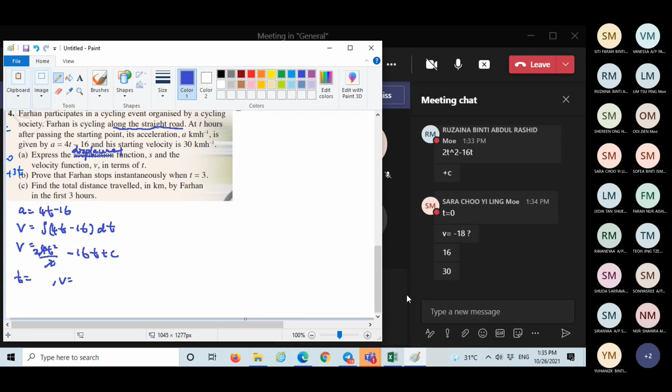The starting velocity is 30. So when t is 0, the other terms are 0, so c is 30. So v is 2t squared minus 16t plus 30. Okay, so I have settled v. Now I have to settle s, so integrate this.